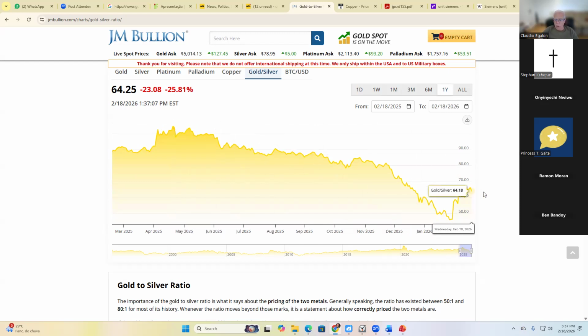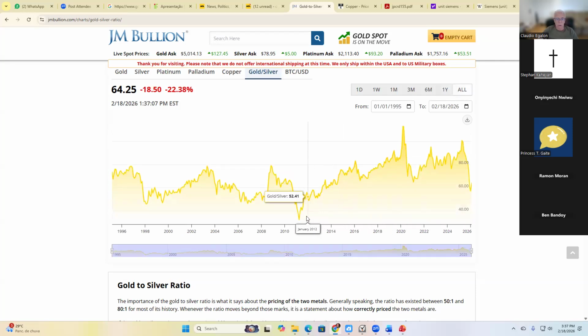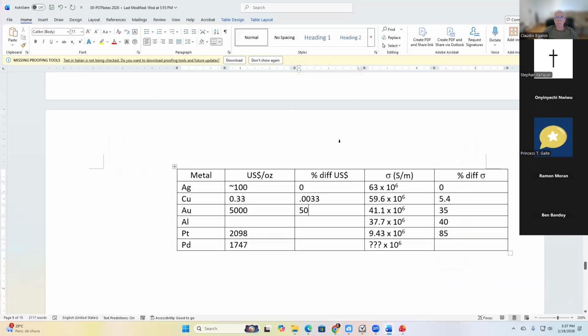Because this ratio is much greater than 17, we believe that silver is underpriced. Either silver is underpriced or gold is overpriced. It went all the way down to 32 back in 2011. So we are talking about again around 64 at this point in time. Gold and silver ratio is 64. Aluminum, I don't have the pricing, right? This one is going to be 21 platinum. This one is going to be around 70.